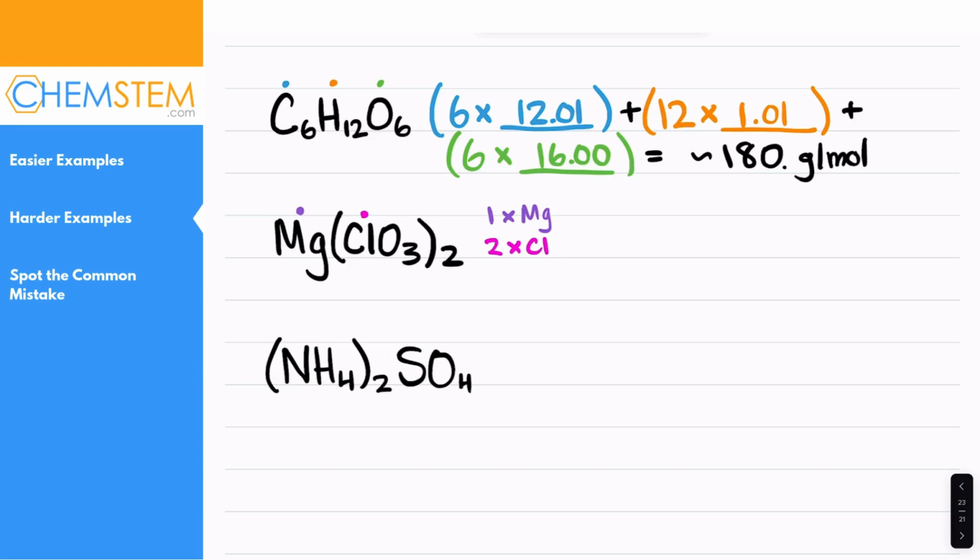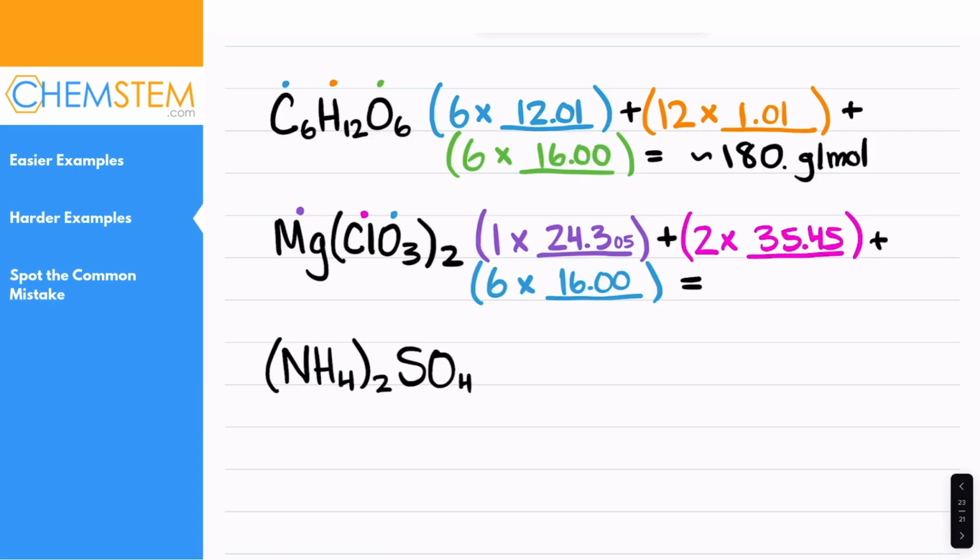And then we also have oxygen. There's not just 3 oxygens, there's 2 times 3, which is 6. So there's 6 oxygens. Pause the video and verify if these make sense. 1 times magnesium's average atomic mass, 2 times chlorine's average atomic mass, and 6 times oxygen's average atomic mass, because remember, we have to distribute that 2 to the 3 oxygens and the 1 chlorine inside that package. Altogether, you're going to get a molar mass of approximately 191.2 grams per mole for magnesium chlorate.